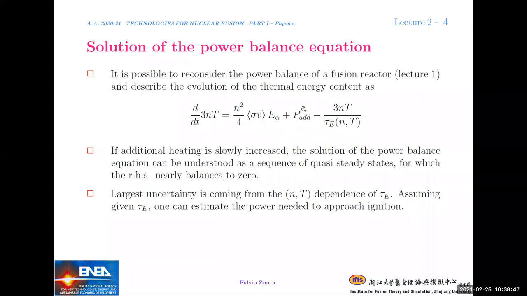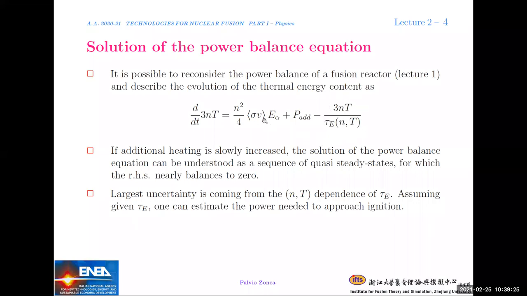So these first two terms on the right-hand side are essentially the power input. And on the right-hand side, these are the loss terms, characterized in terms of the energy confinement time. We will see later that the loss term actually takes place through two channels: the radiation losses, and the losses because of other processes like fluctuation-induced losses. We already introduced this yesterday.